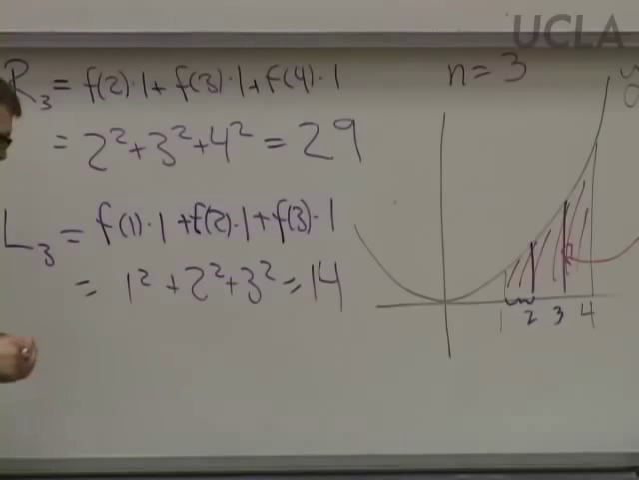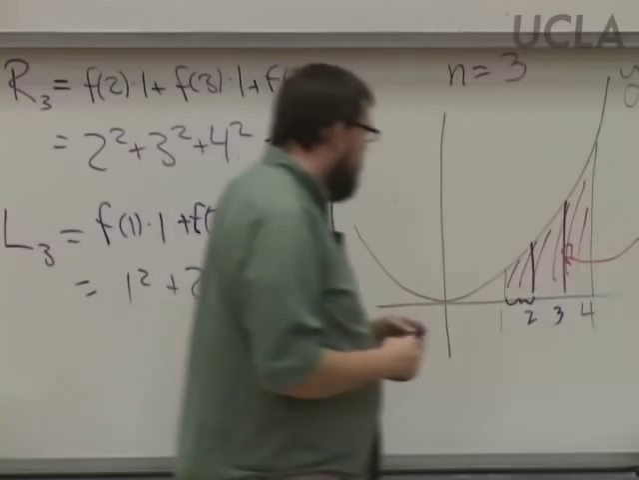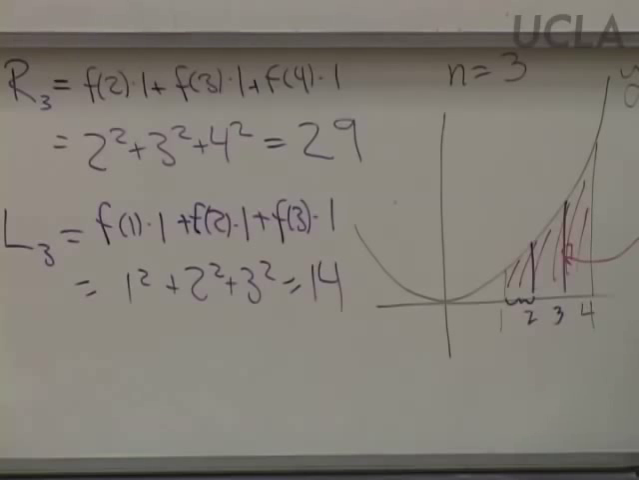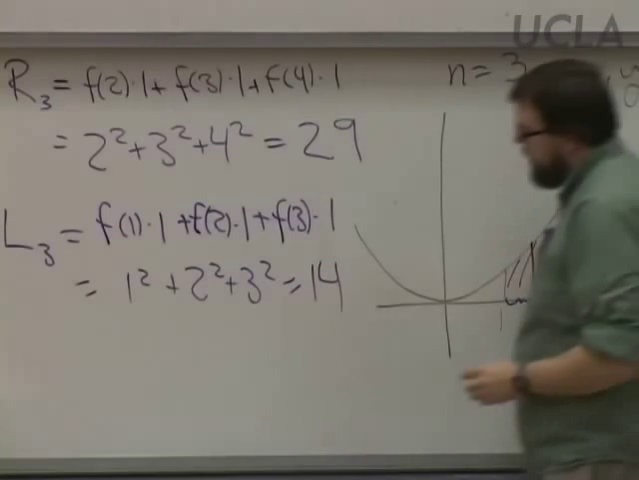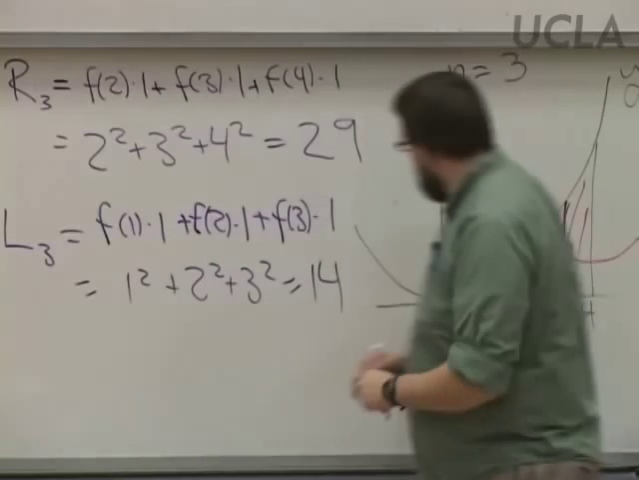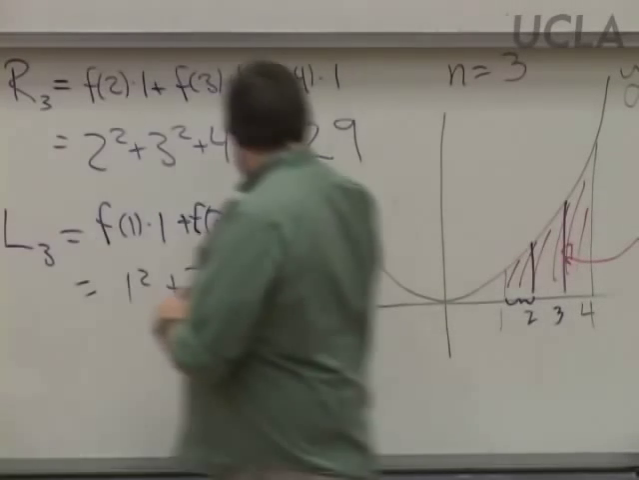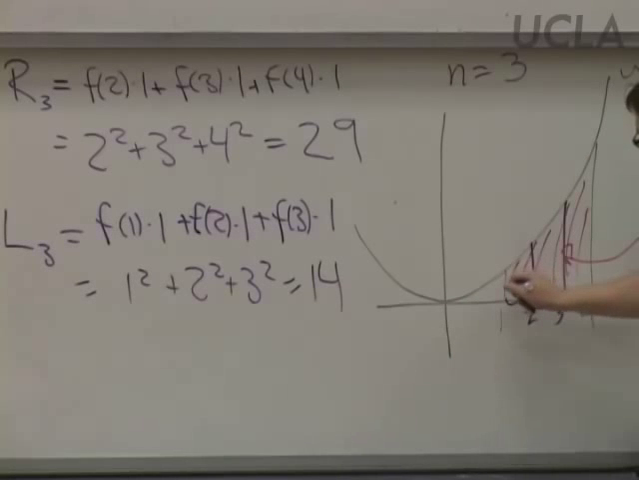Let's see what we can say about these approximations. For instance, L of 3. Is that going to be too small or too big? Too small. Now let's think about why. What's happening with L of 3? Well, let me grab the blue one really quick. L of 3 says you always take the left endpoint. So here, it's the left endpoint when I plug in 1.